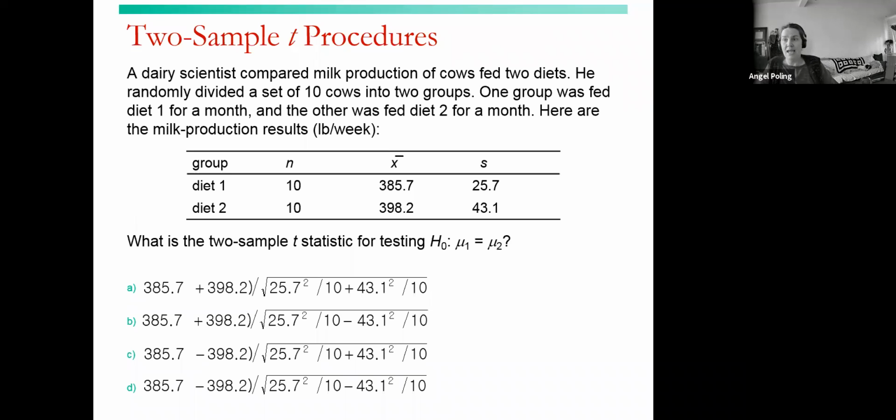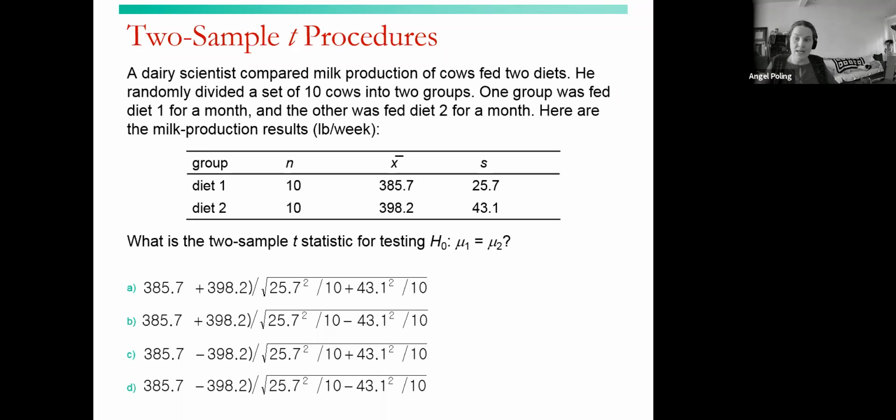Okay, same cows, same situation. They tell us our null hypothesis is mu1 equal to mu2, and they want to know what is the two sample t statistic for using this hypothesis. Again, option B is not correct. There's a subtraction in the square root term. D is not correct. There's a subtraction in the square root term. A is not correct. There's an addition in the difference of the sample means.